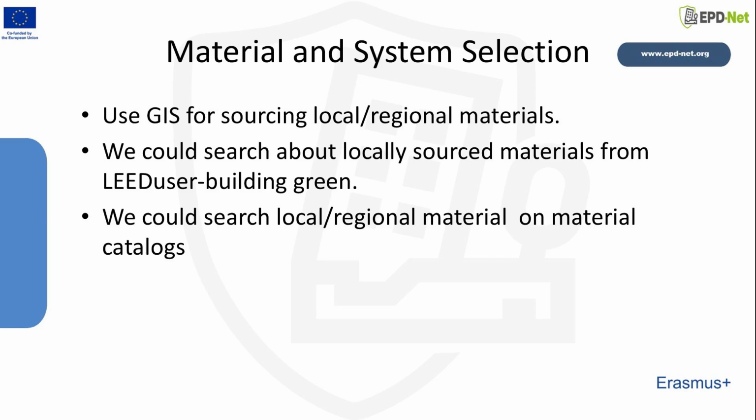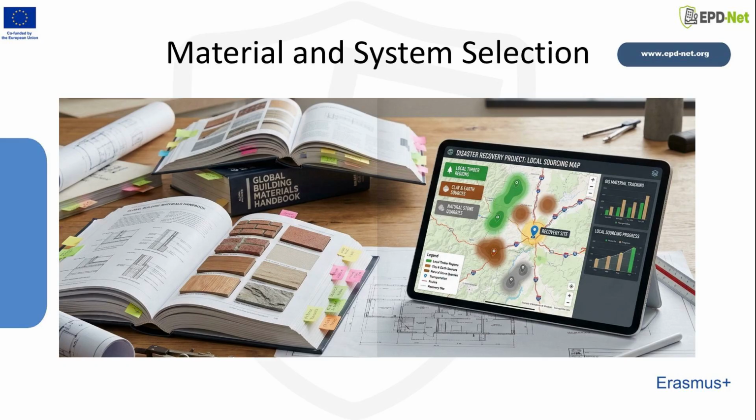Geographic Information System, GIS, is the mapping and data analysis technology that's powering planning and engineering decisions, supporting management and transportation operations as well as the natural sciences such as forestry and ecology. For this reason, GIS and location intelligence applications are at the foundation of location-enabled services, which rely on geographic analysis and visualization. So, we can use GIS for sourcing local, regional materials. But also, we could search for locally sourced materials from lead user building green. We could search local, regional material on material manuals or catalogs.